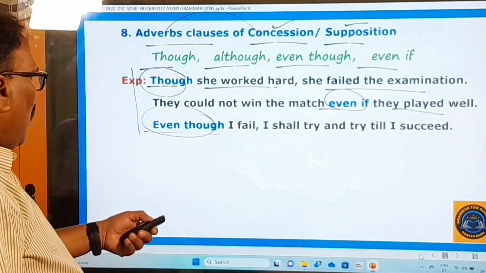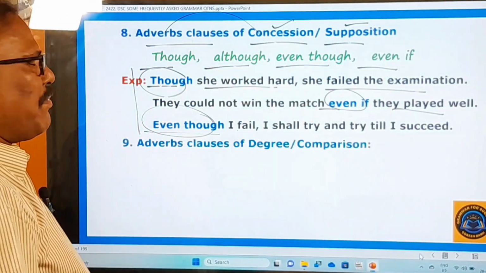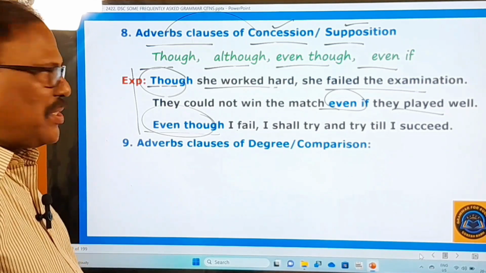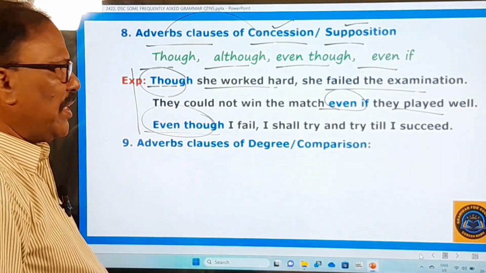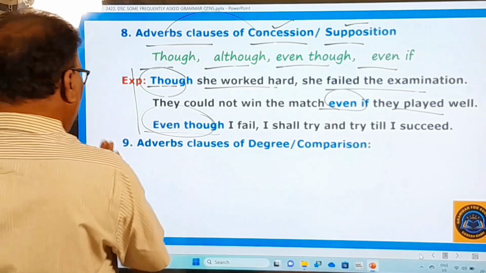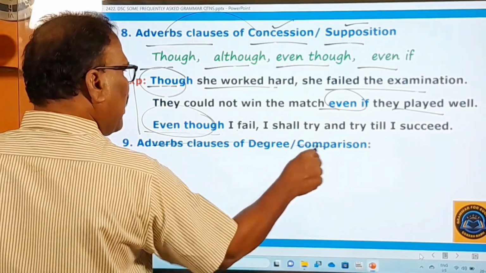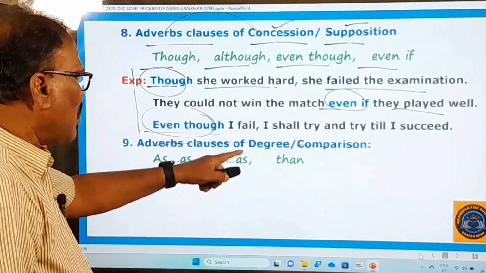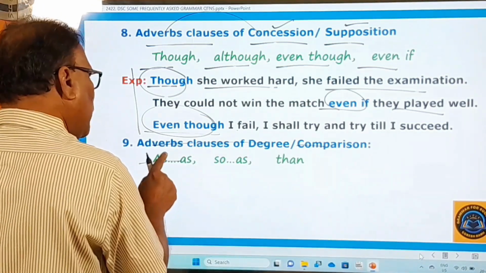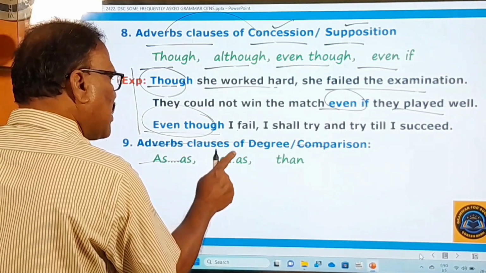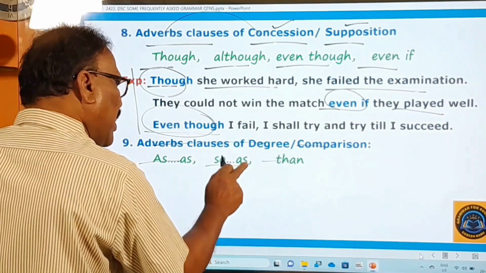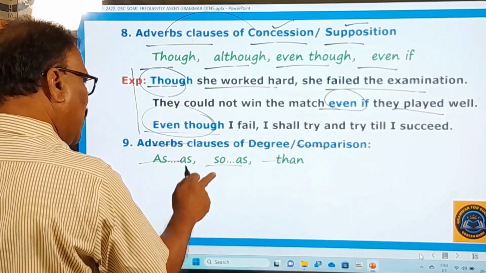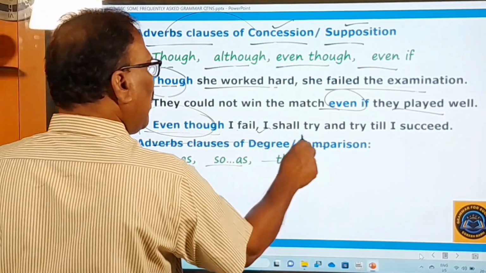Okay, and now let's go to the last kind of conjunctions that introduce adverb clauses of degree or comparison. And here you pay attention, adverb clauses of degree and comparison. What are the subordinating conjunctions that introduce adverb clauses of degree or comparison? Means as dash dash as, so dash dash as, than. These are the three conjunctions that introduce adverb clauses of degree or comparison.